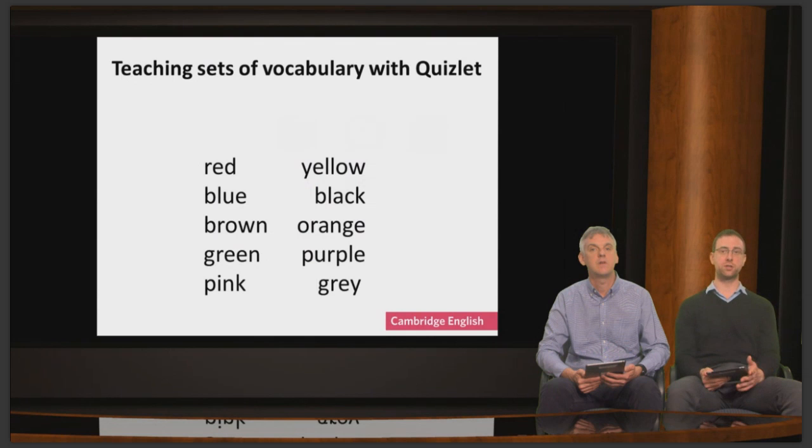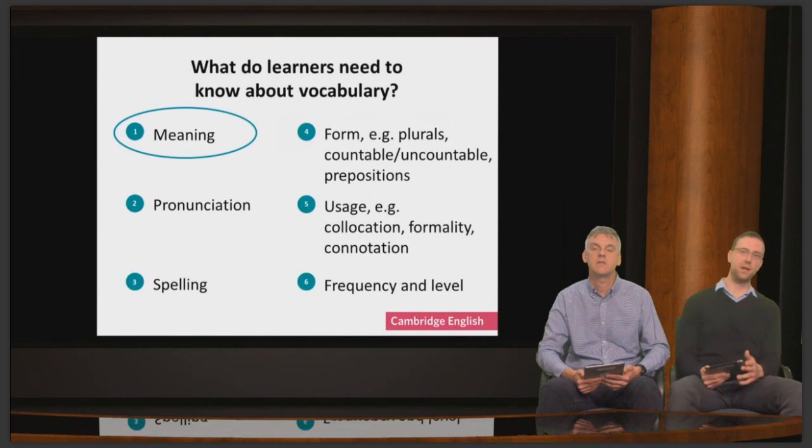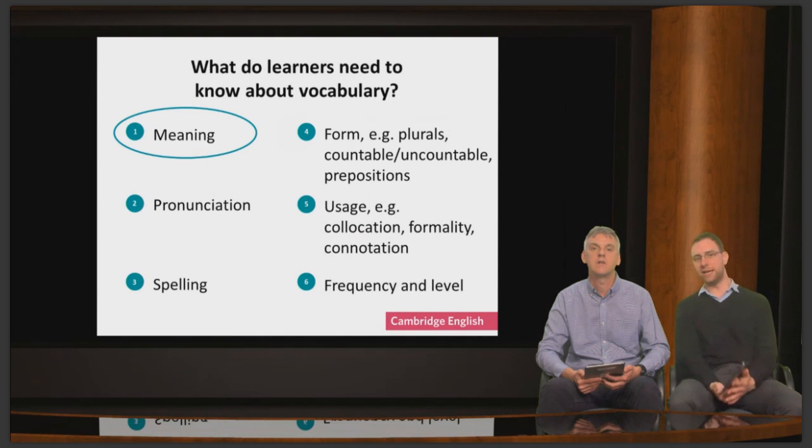Here we have 10 words, all names of colours. Not difficult? Well, let's think about what might be difficult about these words. So, let's go back to our checklist. Meaning, pronunciation, spelling, form, usage and frequency. Well, regarding meaning, this is pretty straightforward.